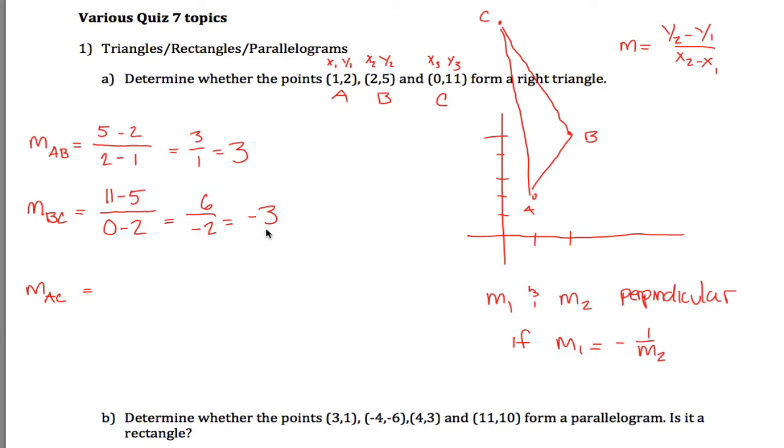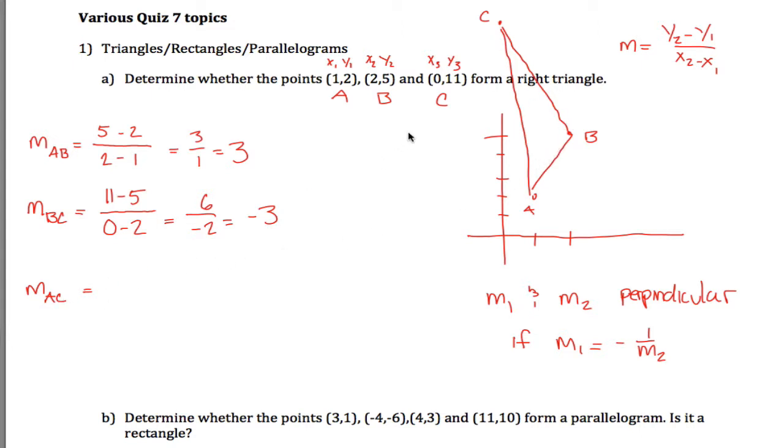If it were 3 and negative 1/3, they'd be perpendicular. If it were 1/3 and negative 3, they'd be perpendicular. Being the negative of each other does not make it perpendicular. These two lines are not perpendicular. So I'm pretty sure I don't have a right triangle.